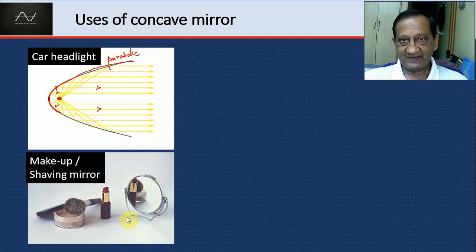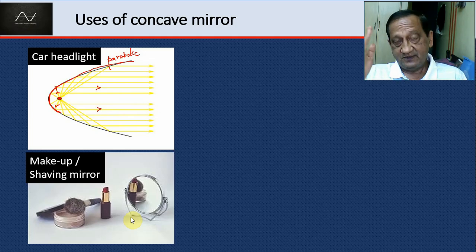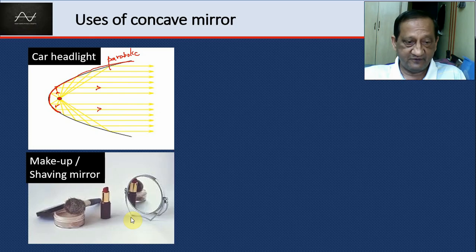The concave mirror can magnify if the object is between F and P. And that magnification is very unique. It is the only time that the concave mirror produces an erect image. If the object is between F and P, then the image is erect, virtual and magnified. So we use that characteristic for makeup mirror or shaving mirror. You want to see your face more clearly, so it will appear bigger.